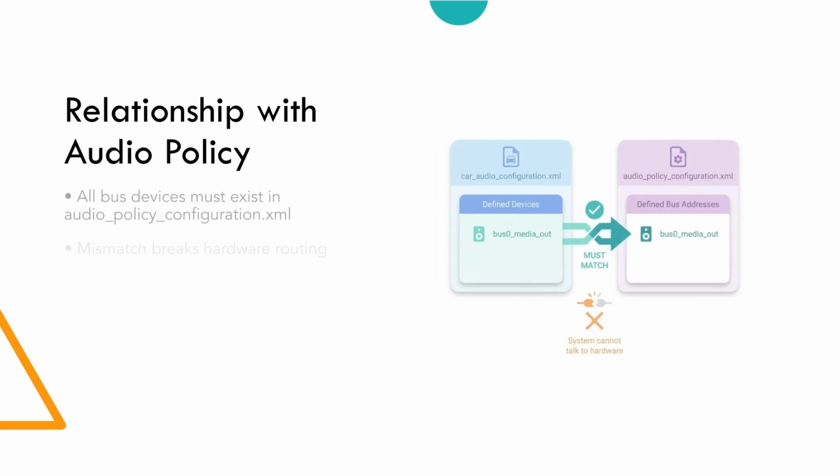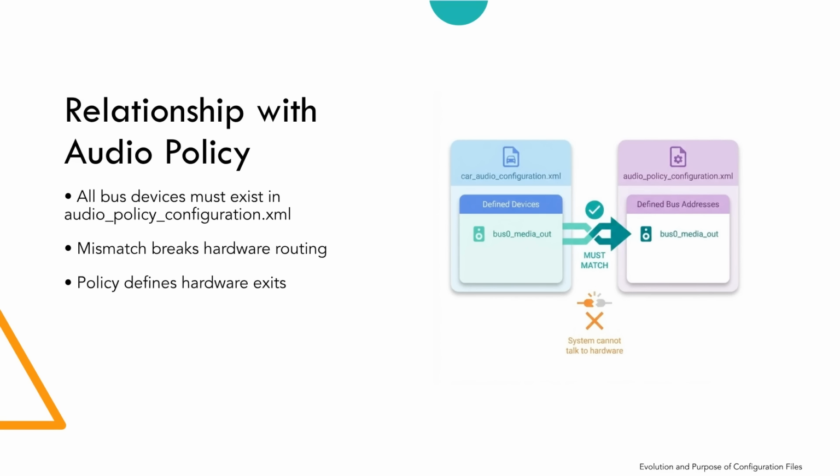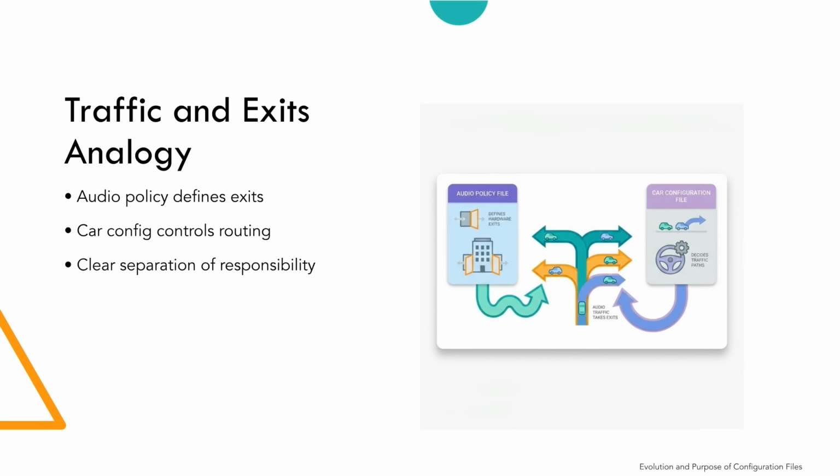One very important rule you must remember is the relationship between this file and the standard Android audio_policy_configuration.xml. Every single device you mention in the car audio configuration, every bus address like bus0_media_out, must be defined in the audio policy configuration file. If they don't match, the system will not know how to talk to the hardware. Essentially, the audio policy file defines the hardware exits available, and our car configuration file decides which traffic, audio, takes which exit.